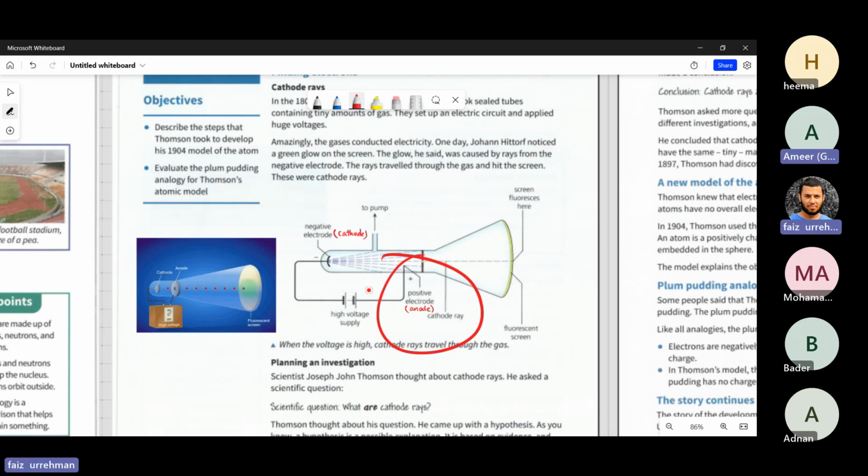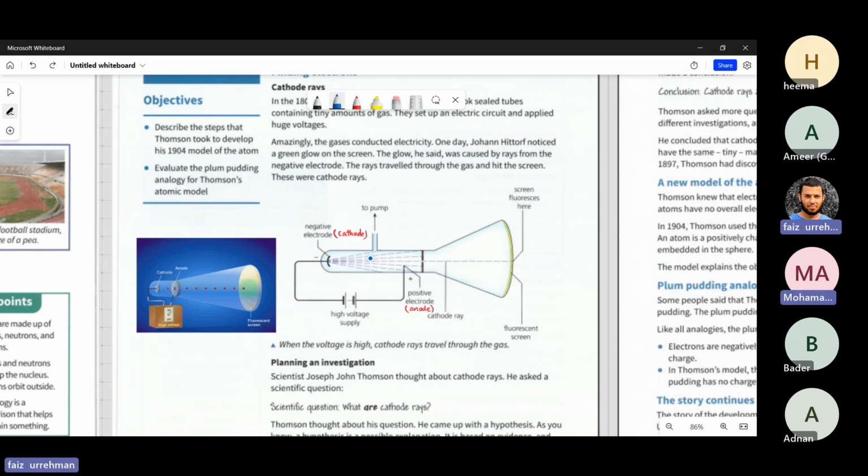Anode. What does anode mean, mister? Anode means positive electrode. What does it do? It attracts the electrons. Just like a magnetic field. Yes, almost similar to magnetic. You can use that analogy, you can use that type of example.